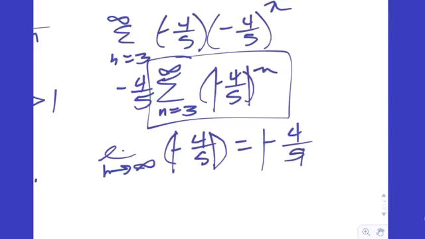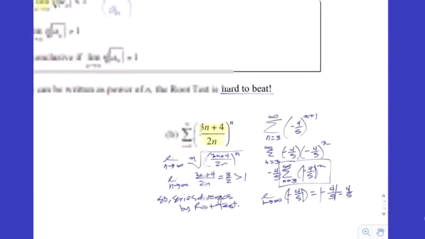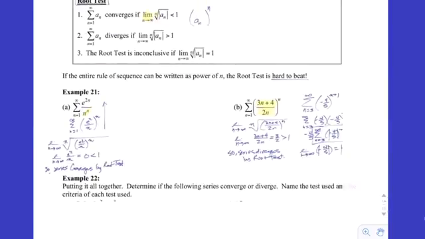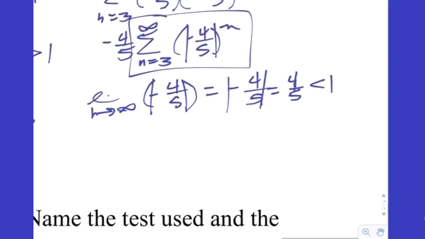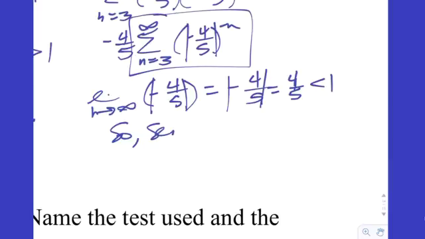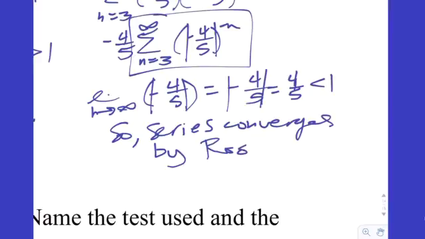So that's 4/5, right? Because there's an absolute value in that. We want to take the absolute value of it. And 4/5 is less than 1. So the series converges. The series converges by the root test. Yay, way to go, root test.